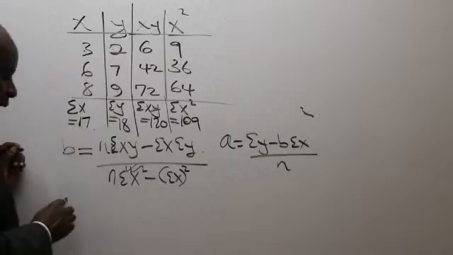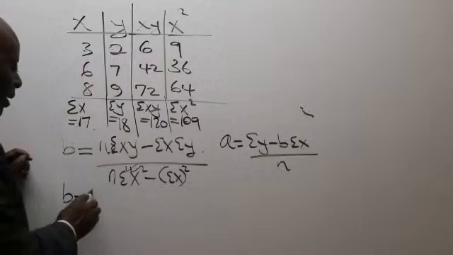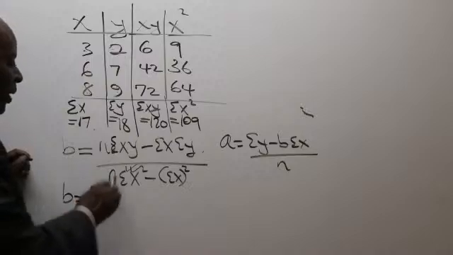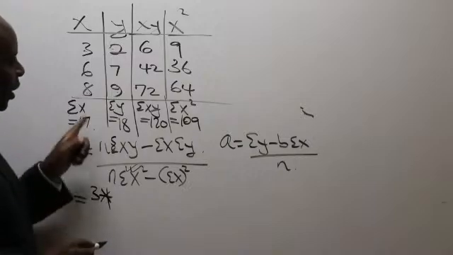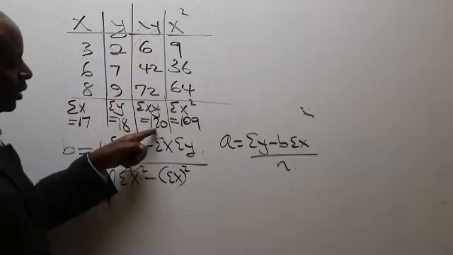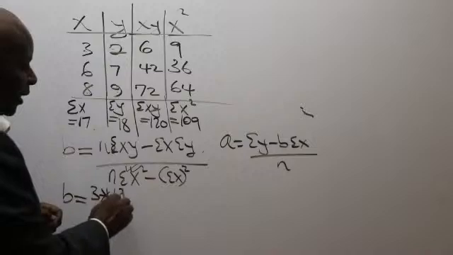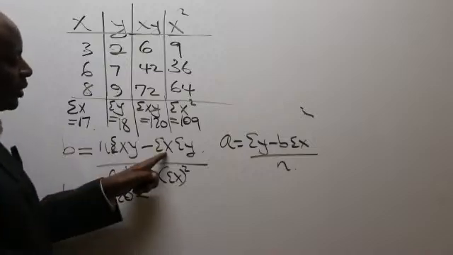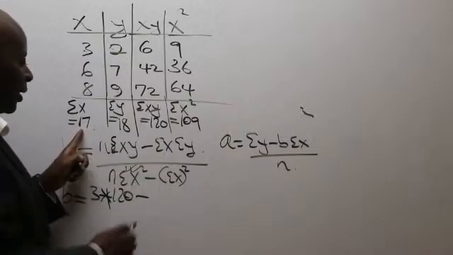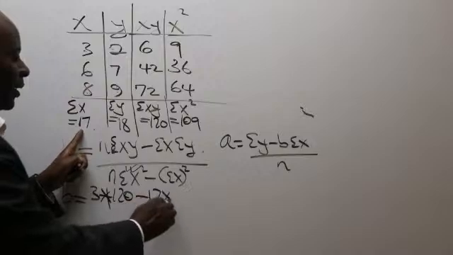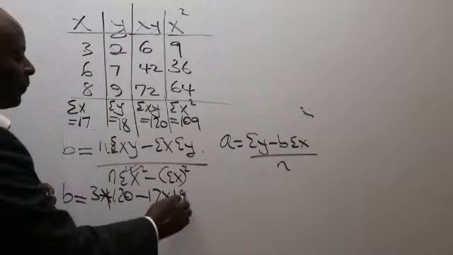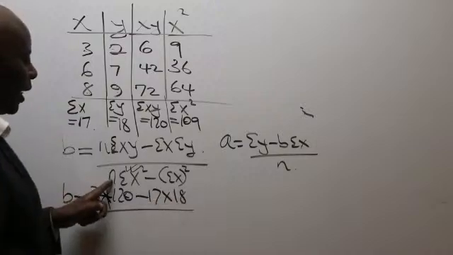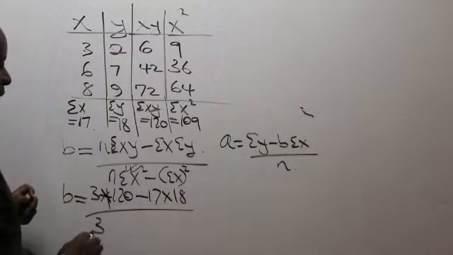And if that is the case, then I'll be able to say my n is 3. So 3 times the summation of xy, which we know is 120. Thank you very much. Minus the summation of x alone, which is 17, times the summation of y, which here is 18. All over n again, which is 3.